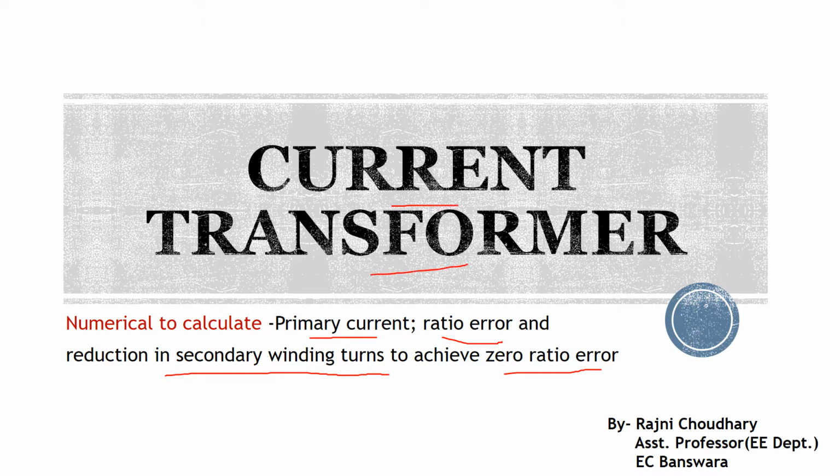Although a numerical has already been covered in my previous video of current transformer, where we calculated the ratio error and phase angle error in a very simplified manner, as the burden connected in that numerical was purely resistive and hence the formulas of the ratio error and the phase angle error were reduced in a simplified manner. You can go through that video lecture. The link of the video is given in the description box below.